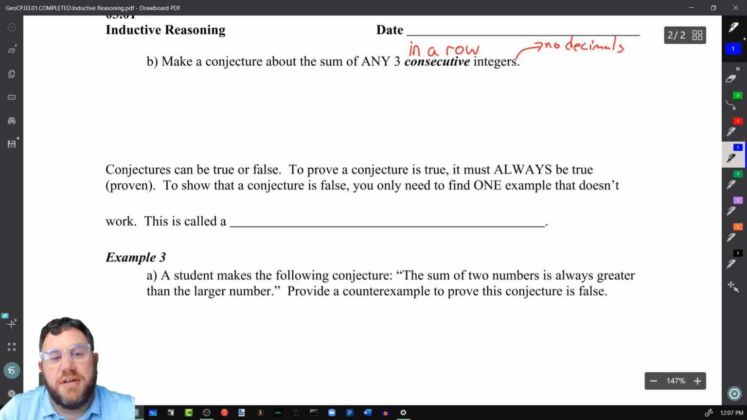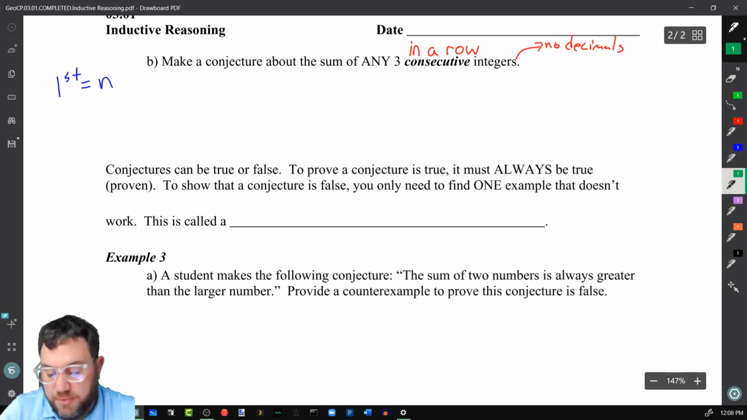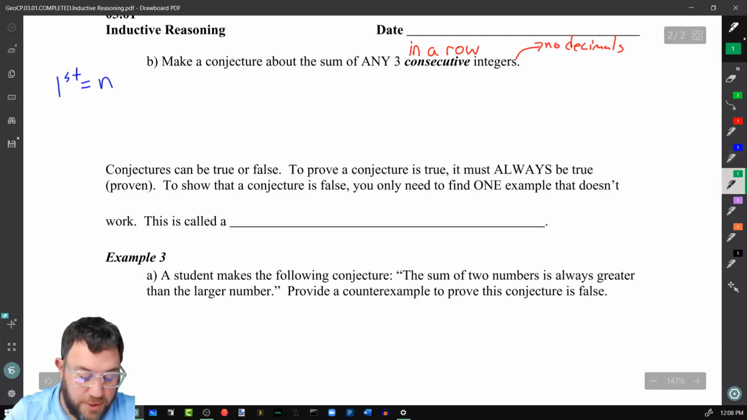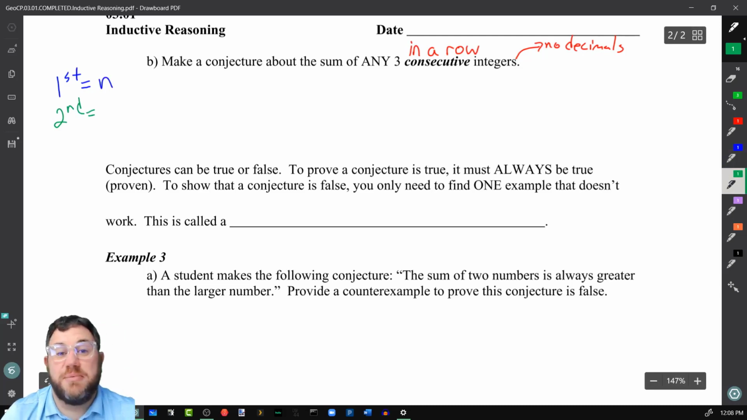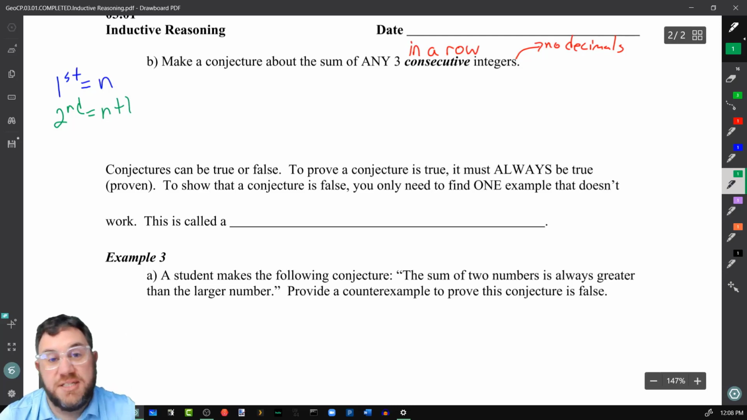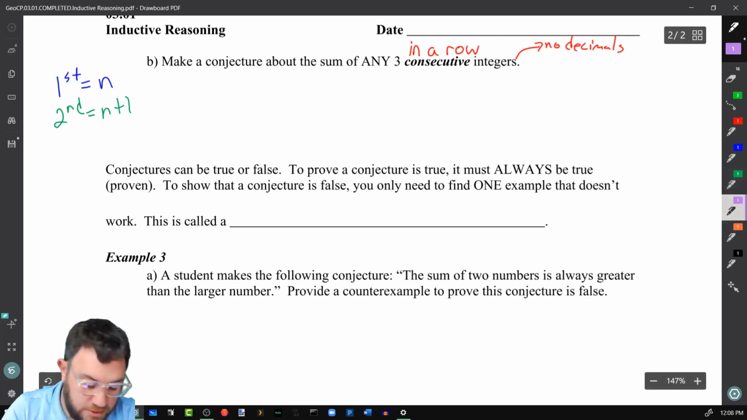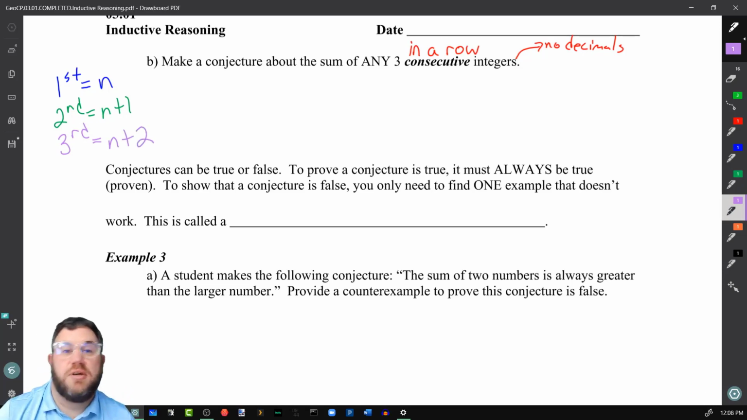So let's give us a way to identify them. So our first integer, we're going to just call it n. N is something we use pretty commonly to represent a number. Our second one, since it has to be in a row, will be n plus 1 because it's the next number. And then our third one will be n plus 2 because it's n plus 1 more.